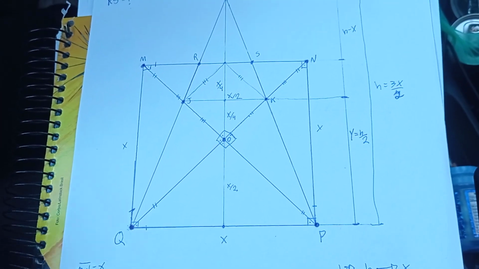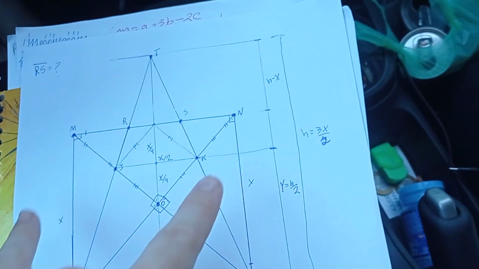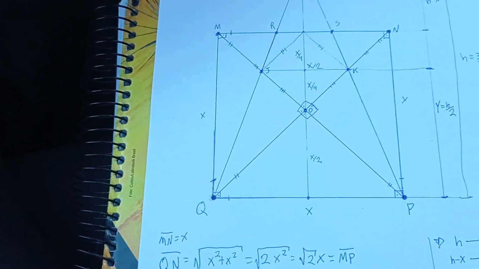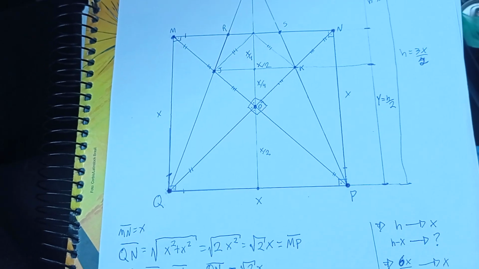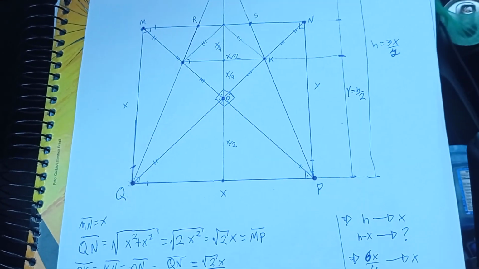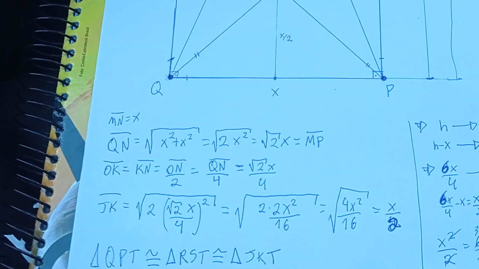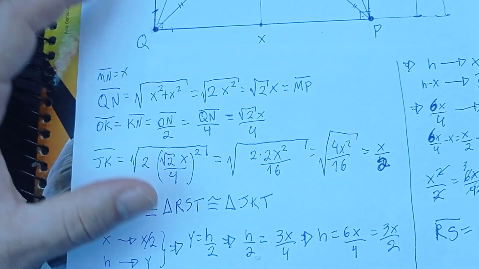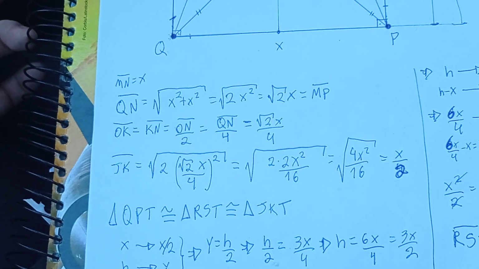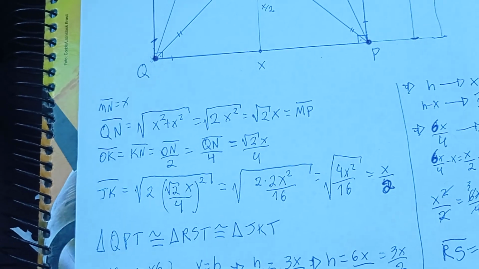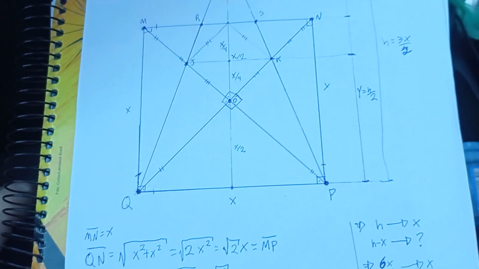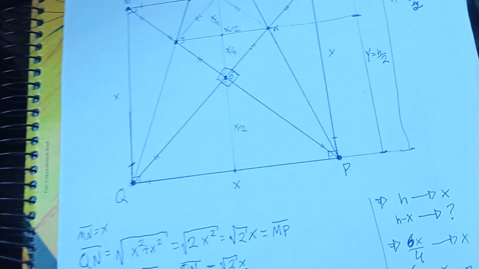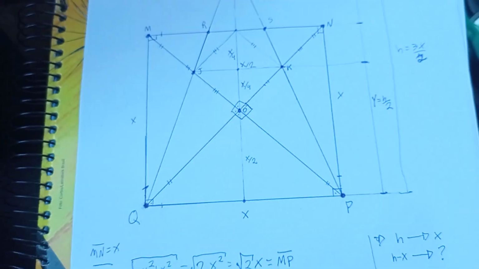This means that if we call MN x, which means QM is x, QP is x, and NP is x, we have that QN, which is one of the diagonals of the square, is the square root of x squared plus x squared, which is 2x squared under the square root, which is the square root of 2 times x, which is also MP by symmetry of the square, which has a fourfold symmetry.